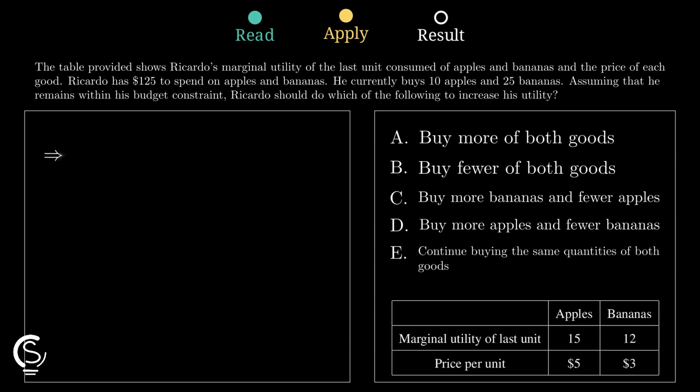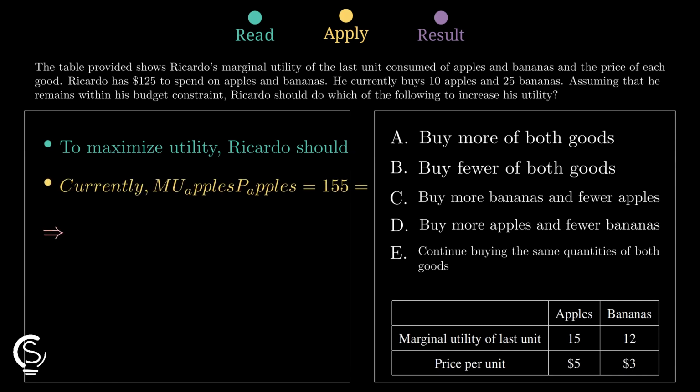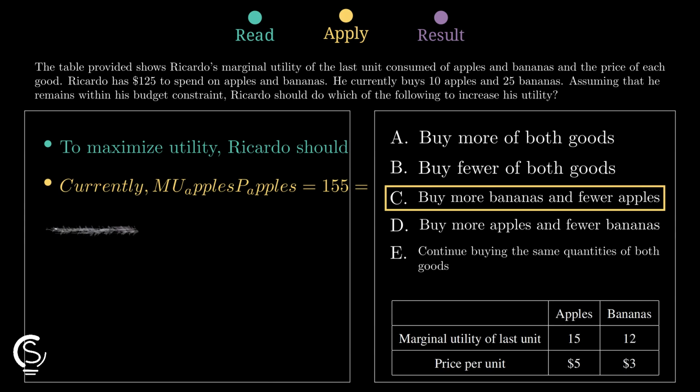For apples, 15 divided by 5 gives us 3 units per dollar. For bananas, 10 divided by 2 gives us 5. Bananas clearly offer more bang for every single buck. Since bananas provide higher marginal utility per dollar, Ricardo must buy more bananas and fewer apples. That makes option C our final winner.